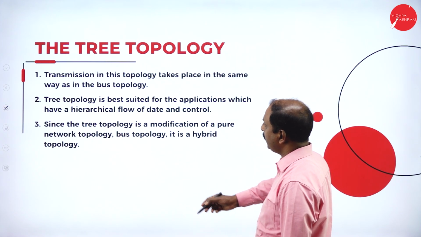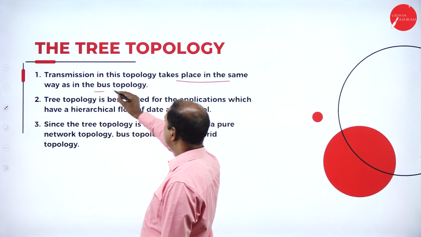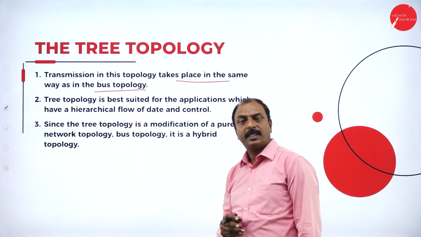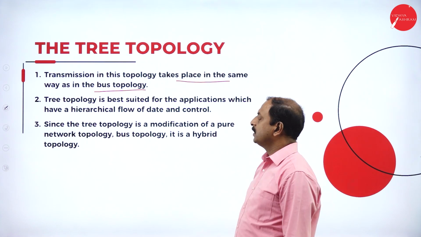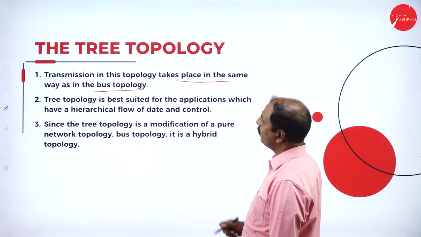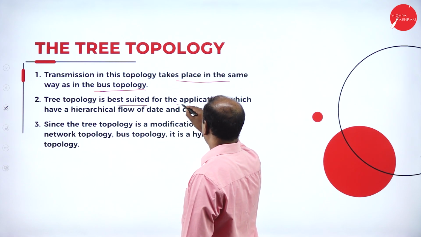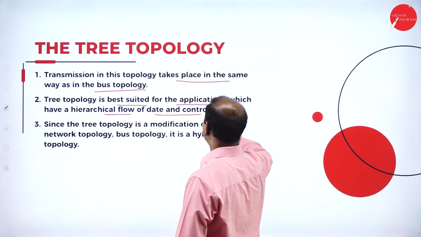In tree topology, transmission takes place in the same way as in the bus topology. In the bus topology, the communication takes place from the starting point to the end point in the main cable, and similarly, this tree topology functions in the same way. Now tree topology is best suited for applications which have a hierarchical flow of data and control.